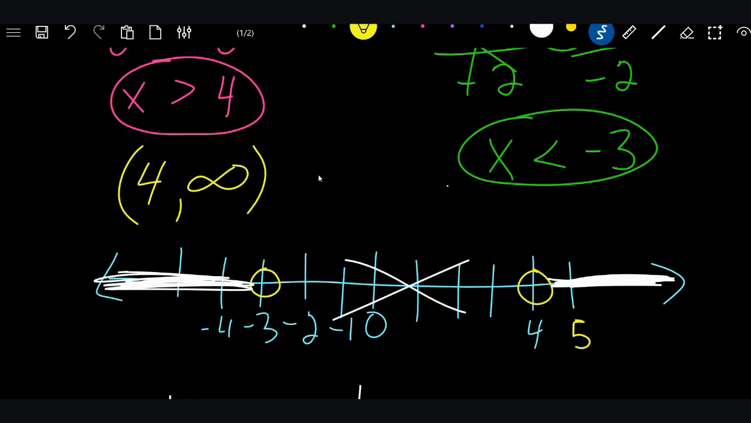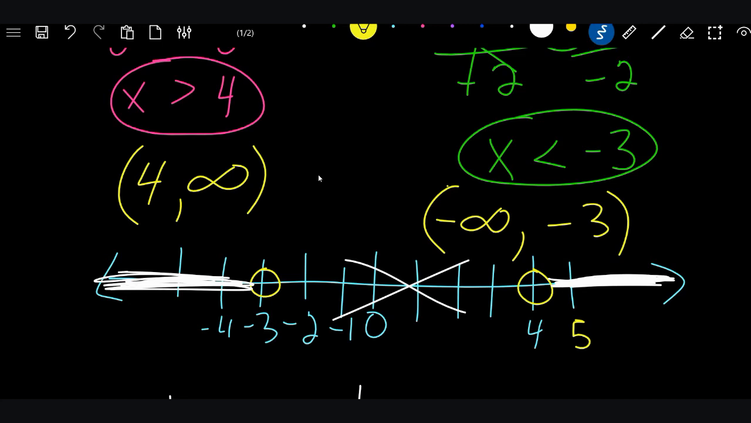And then over here, your other solution would be, let's see, well, I'll just leave this the same color. So x is less than negative 3. So negative 3 would be the top side. Does not include negative 3. Negative infinity, does not include negative infinity. So that would be the other one.